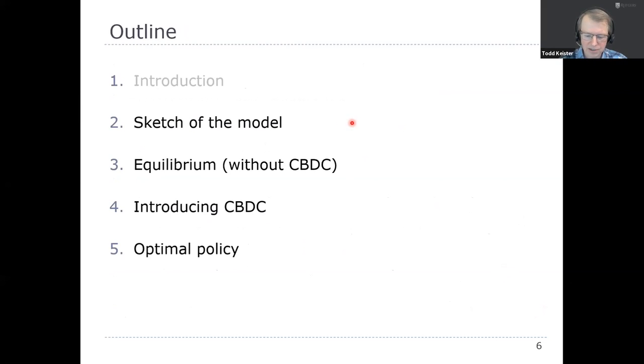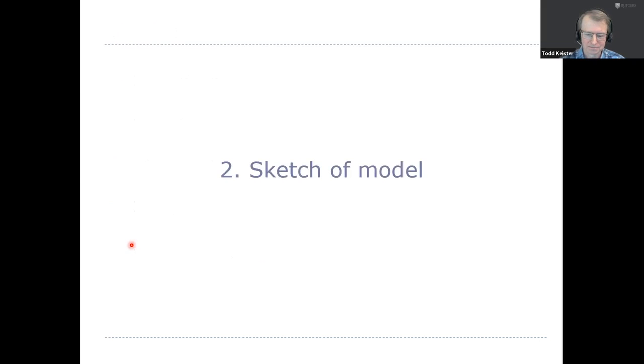So I'm going to give you a sketch of the model. Then I'm going to talk about equilibrium in the current situation, the world with no CBDC. And then talk about what happens in the model when you introduce a CBDC and what determines the optimal policy. So I should mention, I know some of you have seen this paper before, but this last part is new and kind of interesting. So even if you've seen it before, please bear with me for a bit.